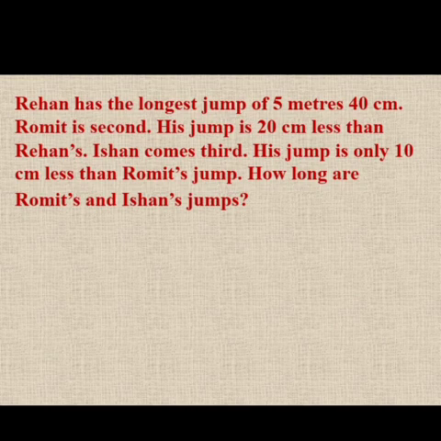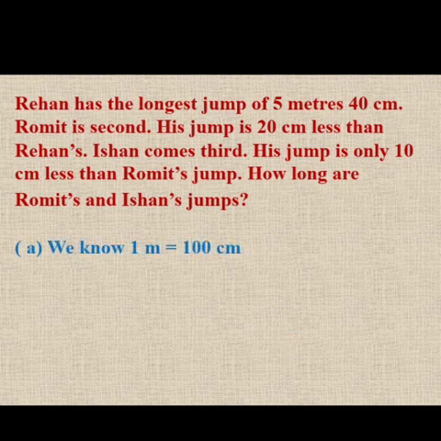The next word problem is Rehan has the longest jump of 5 meters 40 centimeter. Romit is second. His jump is 20 centimeter less than Rehan's. Ishan comes third. His jump is only 10 centimeter less than Romit's jump. So the question is, how long are Romit's and Ishan's jumps? Let's have a look on the solution.